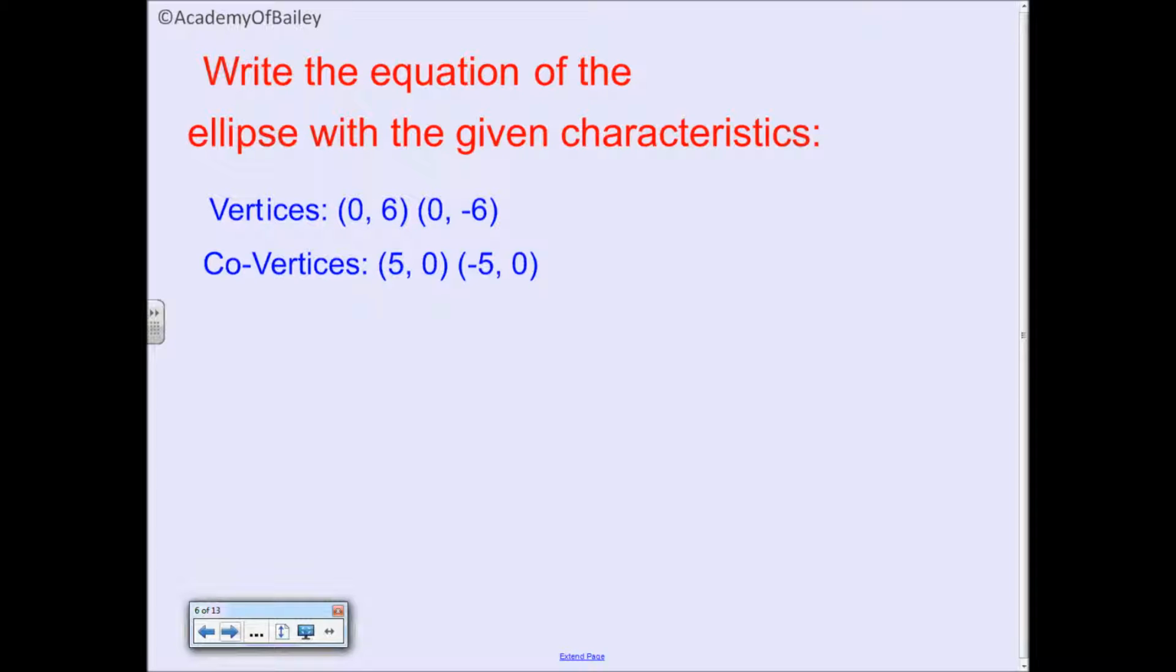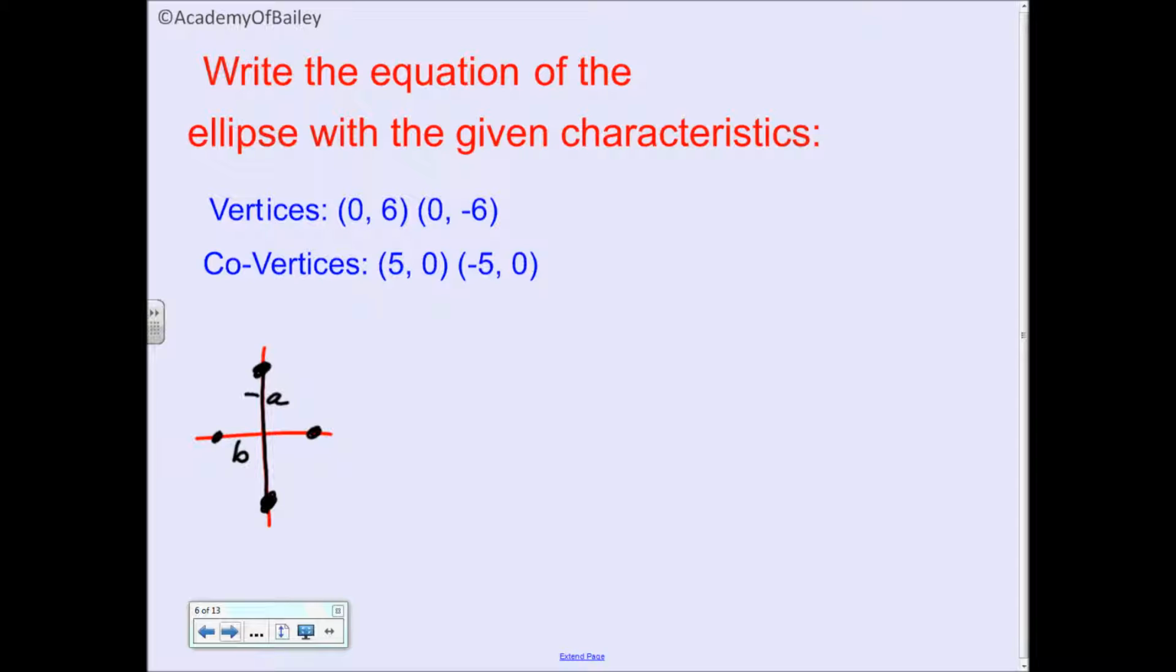Okay, so let's look here. It says write the equation of the ellipse with the given characteristics. The vertices are going to be 0, 6, which is something here, and 0, negative 6, which is something like this. And so if those are the vertices, that means that the major axis is vertical. The co-vertices are at 5, 0, and negative 5, 0, so it should look something like this. So this is going to be a, and then this one will be b.